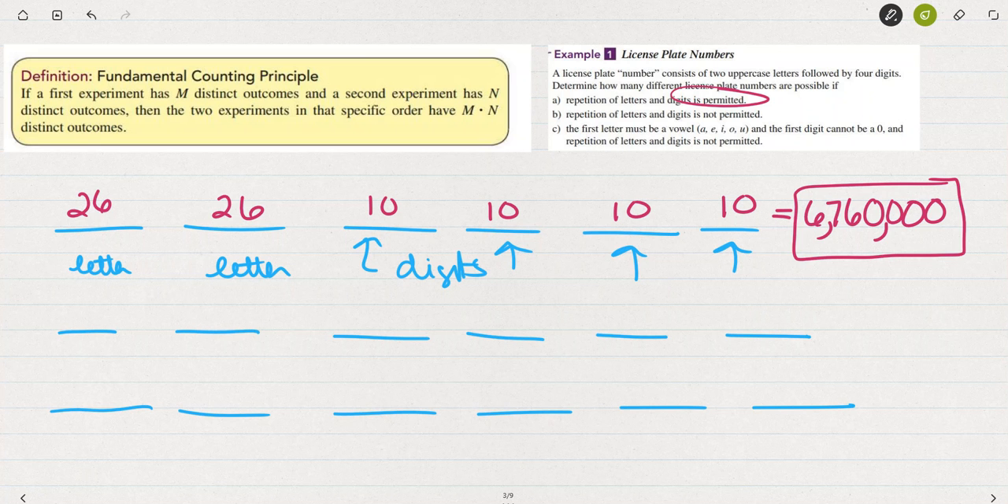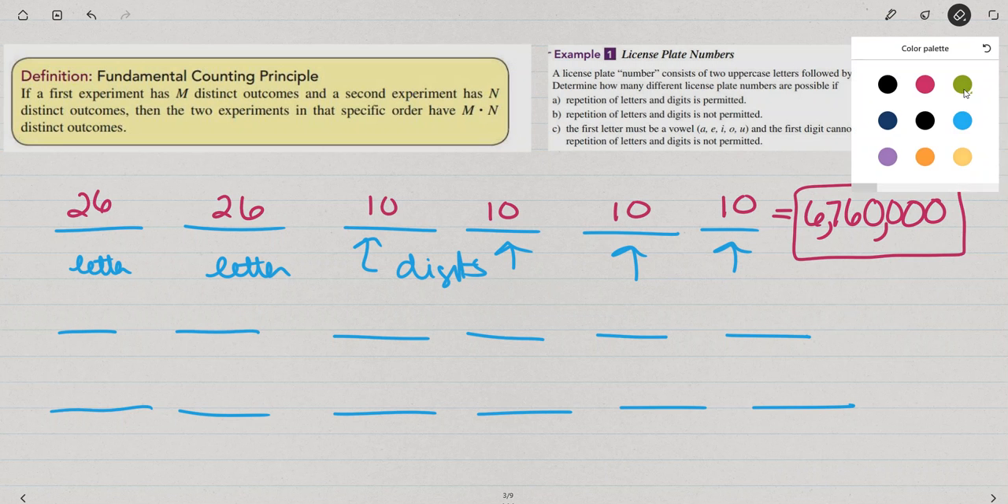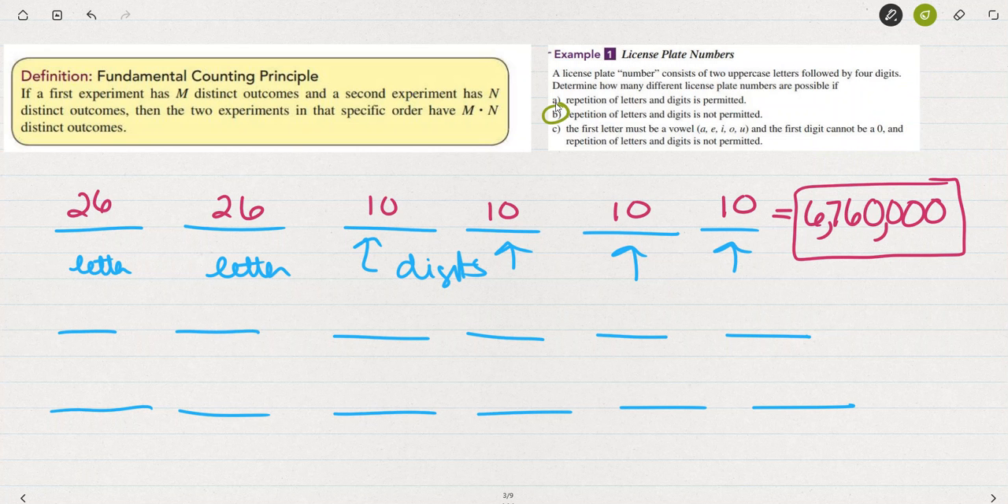Let's see how this changes slightly when we look at part B and we say that repetition is not permitted. Well, when I go to choose the first letter, I can still choose 26, but when I go to choose the second letter, and notice I'm going to use the same process, so I have an empty line for each choice in which I can fill the number of options. So the first choice I need to make is the first letter and then the second letter, but I can't use the letter I already used.